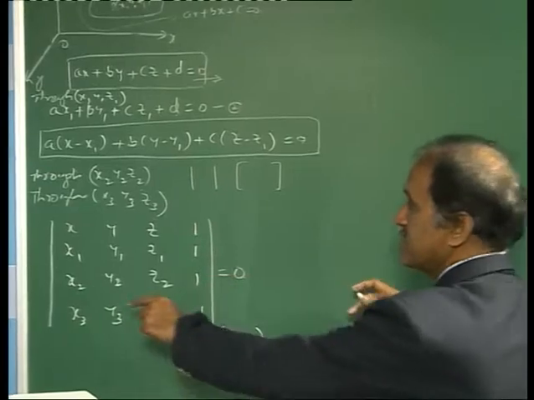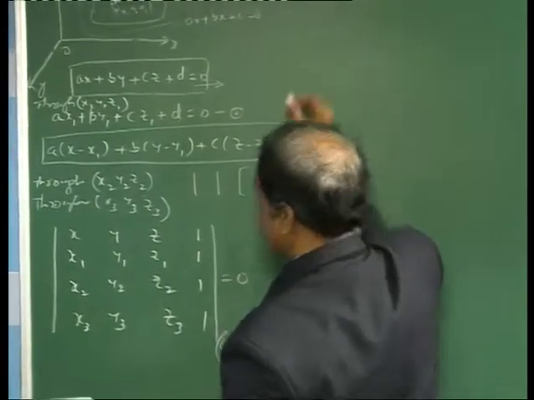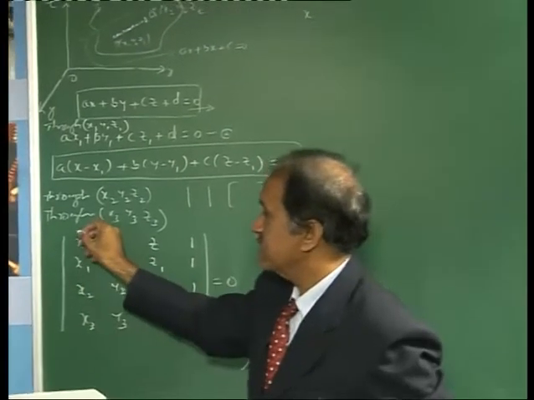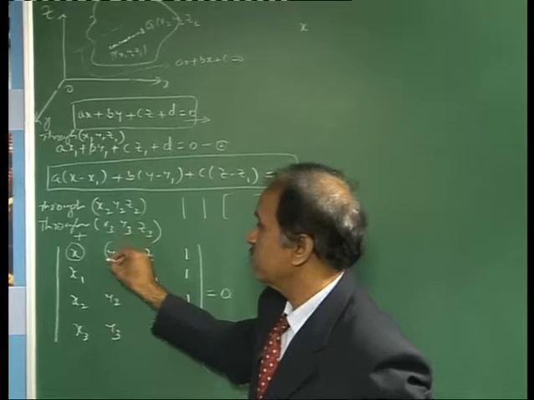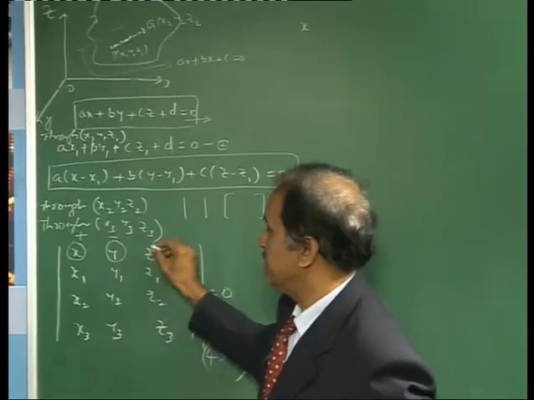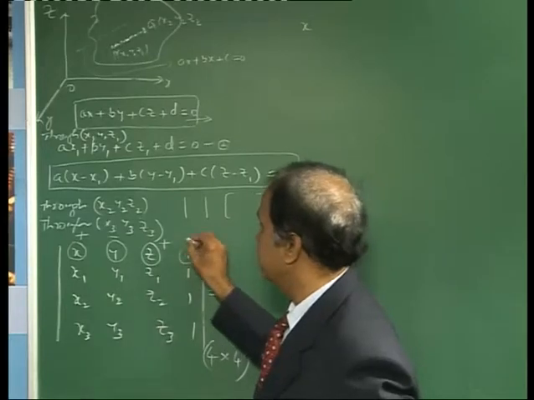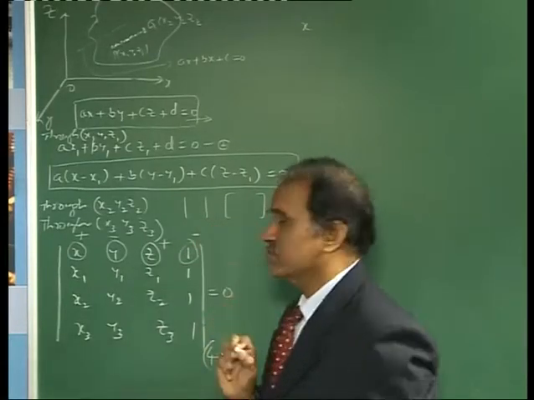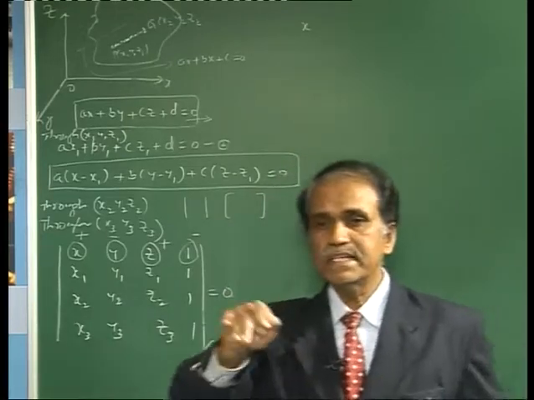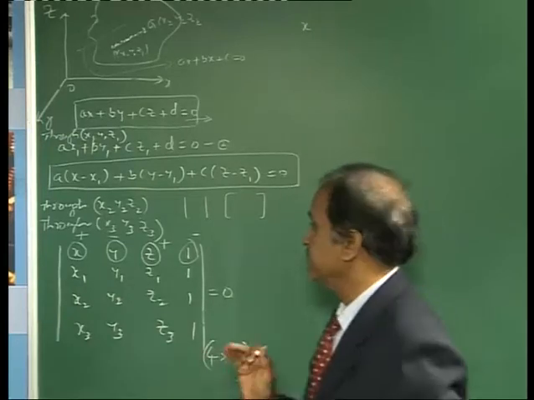Then to simplify this, we start with the usual procedure, that is x into, when I select this x first, this must be with plus sign. When I select y, this must be with minus sign. When I select z, this must be with plus sign. And when I select the next element, this is with minus. That means alternately plus minus you have to operate when you simplify the determinant.